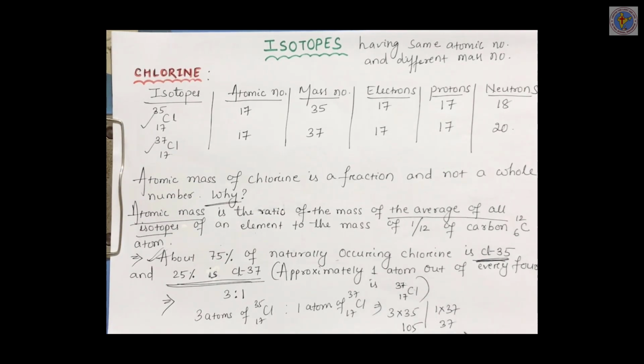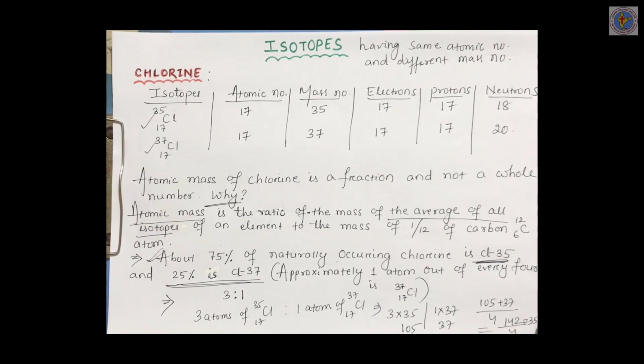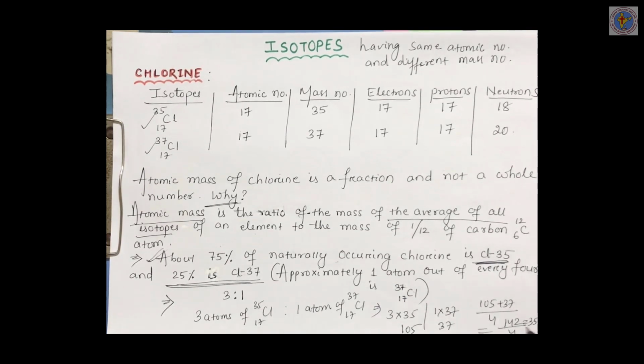So now children, tell me, how can we find the average? Average we can find by adding these 2, that is 105 plus 37 divided by 4, because it exists in the ratio 3:1, so by 4. So here it is coming 142 by 4. So what is the answer, children? 35.5. So here you can see very clearly that it is a fraction, not a whole number. So like this you can prove that atomic mass of chlorine is a fraction and not a whole number.